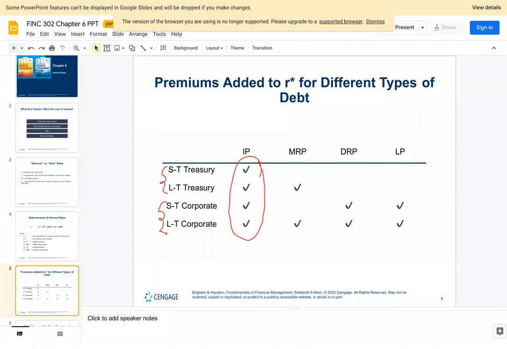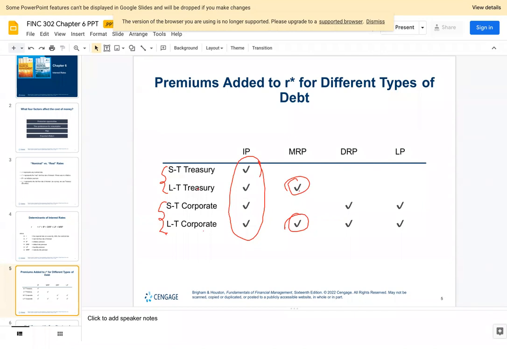When it comes to the maturity risk premium, remember, we said that had to do with changes in interest rates. When interest rates go in one direction, value goes in another. There's an inverse relationship. And long-term securities are more sensitive to changes in interest rates. So the long-term securities, whether they're issued by the U.S. Treasury or by corporations, both have to have a maturity risk premium built into their returns.